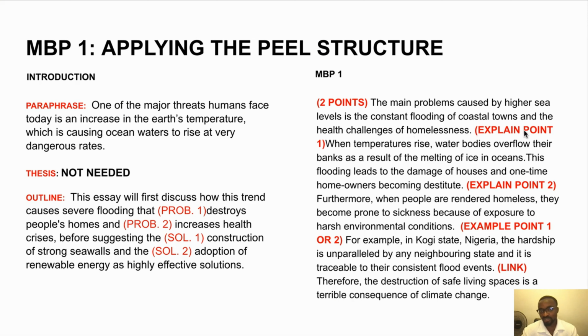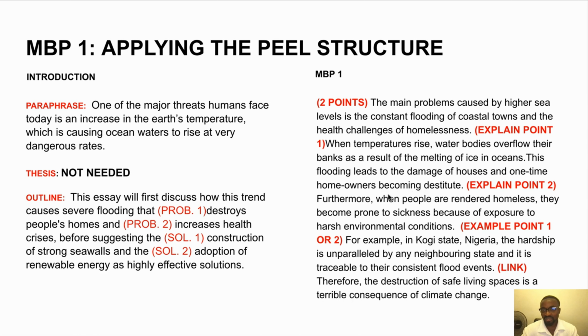How do we explain the constant flooding of coastal towns as a problem? When temperature rises, water bodies overflow their banks as a result of the melting of ice in oceans. This flooding leads to the damage of houses and one-time homeowners becoming destitute. So we've said that rising water levels lead to flooding, which destroys people's homes and makes people what? Destitute.